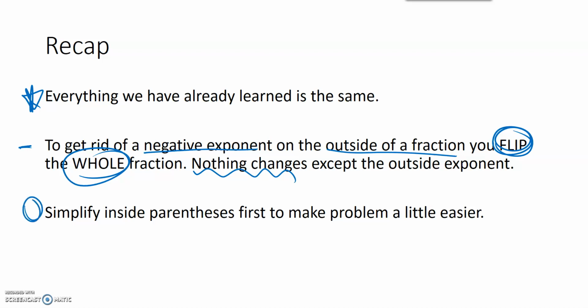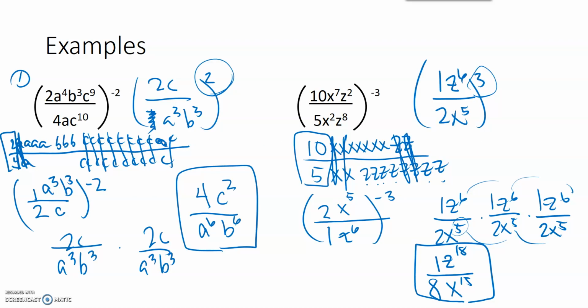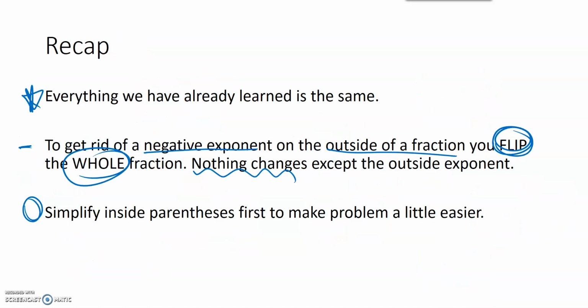Now, a helpful hint is to simplify inside the parentheses first. You do not have to do it. It just makes your problem a lot longer if you don't. For example, on the last ones here where we had an exponent of negative 2 and a negative 3, if I didn't simplify those first, then I would be writing that whole fraction, all of it out in expanded form 2 and 3 times.